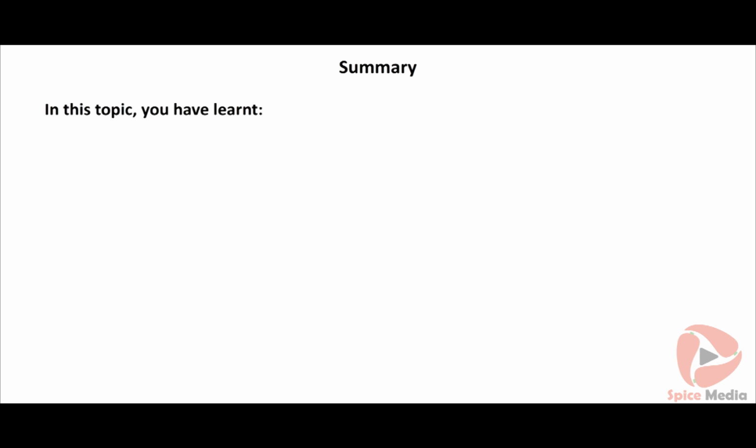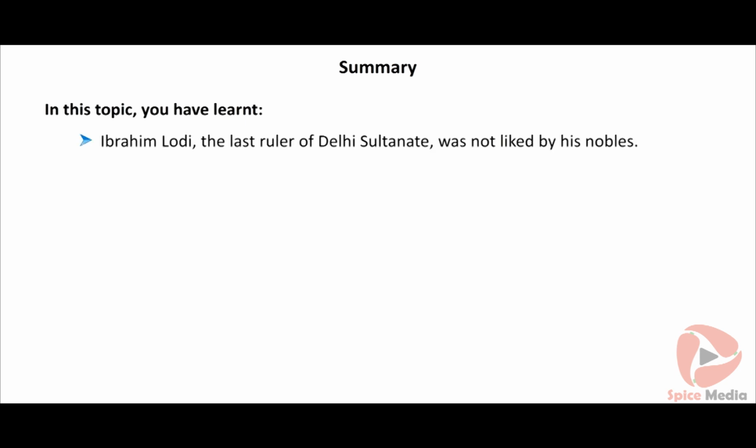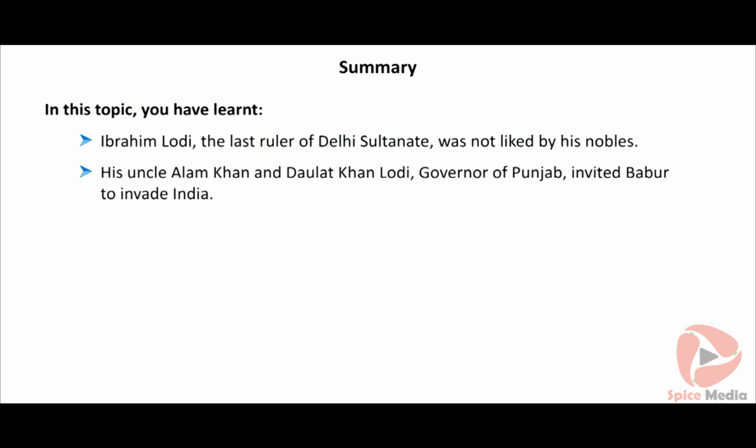In this topic, you have learnt that Ibrahim Lodi, the last ruler of the Delhi Sultanate, was not liked by his nobles. His uncle Alam Khan and Daulat Khan Lodi, governor of Punjab, invited Babur to invade India.